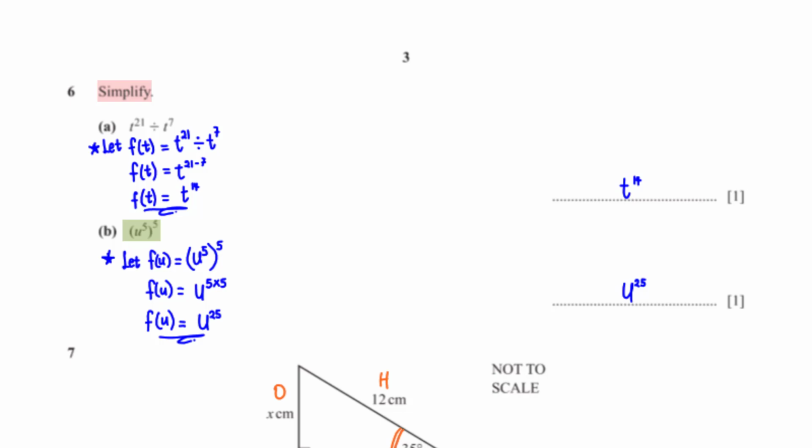And so by applying one of the rules of indices, we multiply the powers of u, and that gives us u raised to the power 5 times 5, and that gives us a final answer of u raised to the power 25.